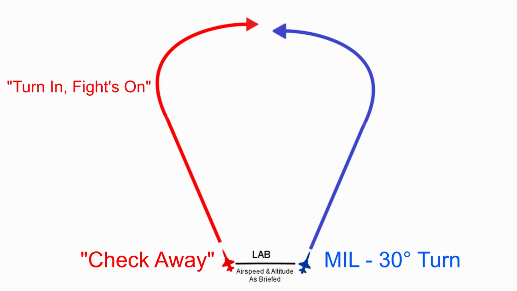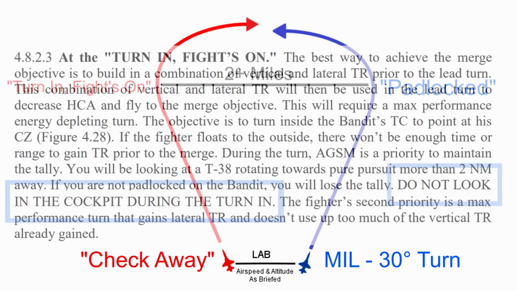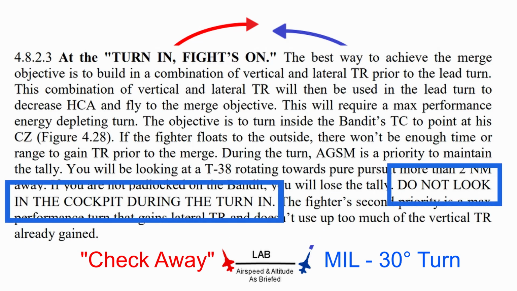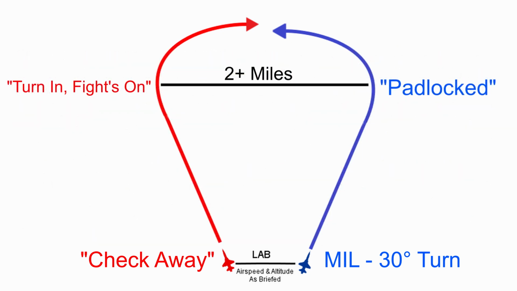You can expect to be over 2 miles apart at this point, which is going to be at the limits of visual range for a lot of people. Bear in mind that at this point, the bandit is going to be a tiny black speck. If it looks like you might lose visual, then keep your focus outside the cockpit on the bandit and call padlocked. This lets your wingman know that you can't focus on your instruments without losing sight. Follow the Air Force's advice and do not look in the cockpit during the turn-in. Afterwards, the bandit will get closer and spotting should get easier.